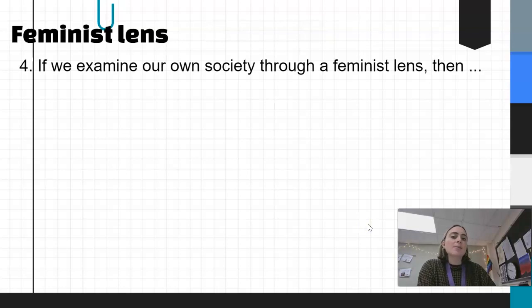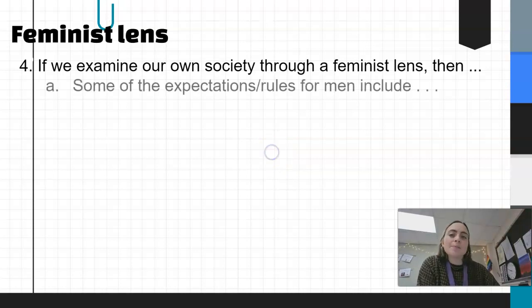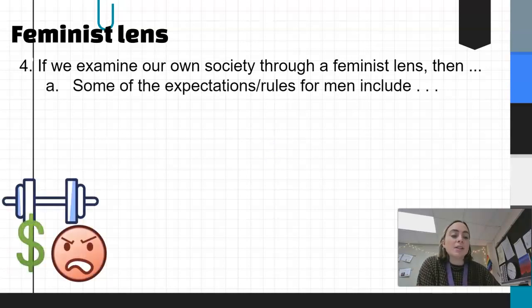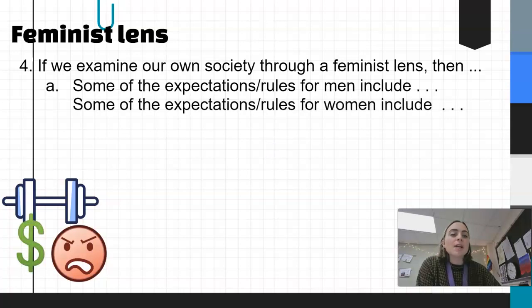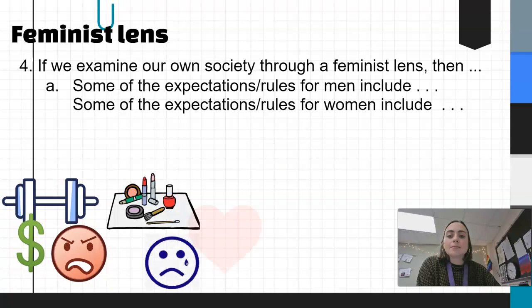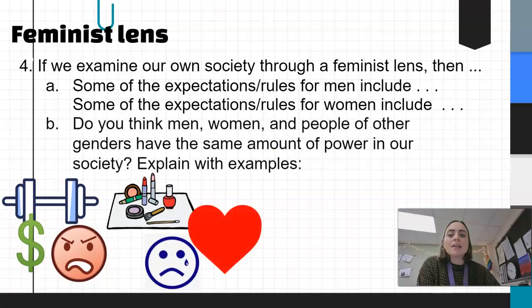Now I want you to think about examining our own society through a feminist lens. So you could think about the US in general, you could think about Cooper, you could think about your family. What are some of the expectations and rules for men that you see in your life or the world around us? What about some of the expectations or rules that you see for women? Are they different than the rules you see for men? And then, do you think that men, women, and people of other genders have the same amount of power in our society? I want you to explain with some examples.